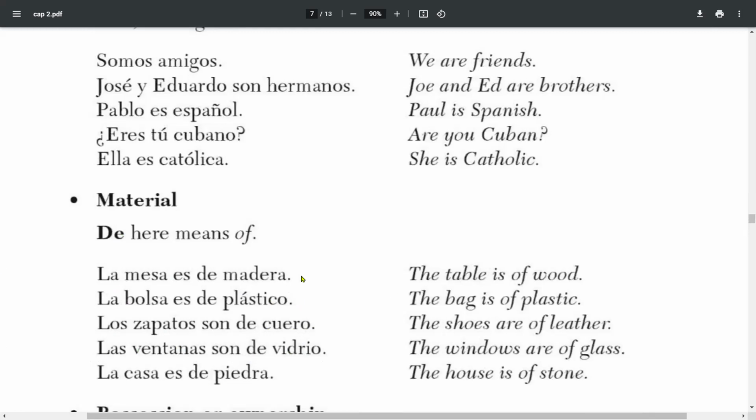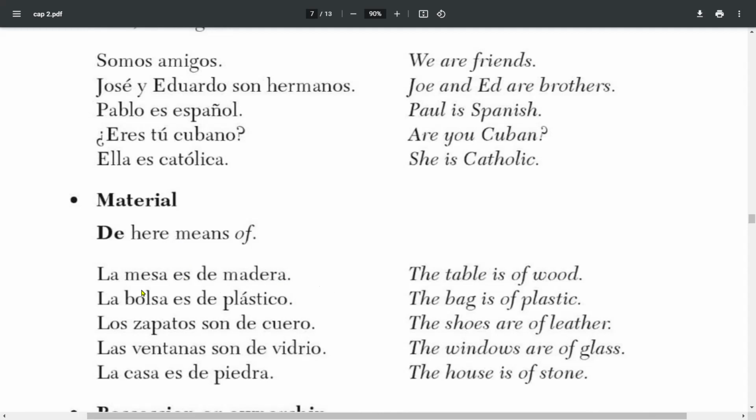So this is the common expression we use to say the table is made of wood, but literally we say the table is of wood. Now sometimes we say la mesa está hecha de madera. That's the most formal way of saying this expression. If you use the verb made, literally in Spanish, you will use the verb estar. But generally, we don't use that one. We prefer to say it this way.